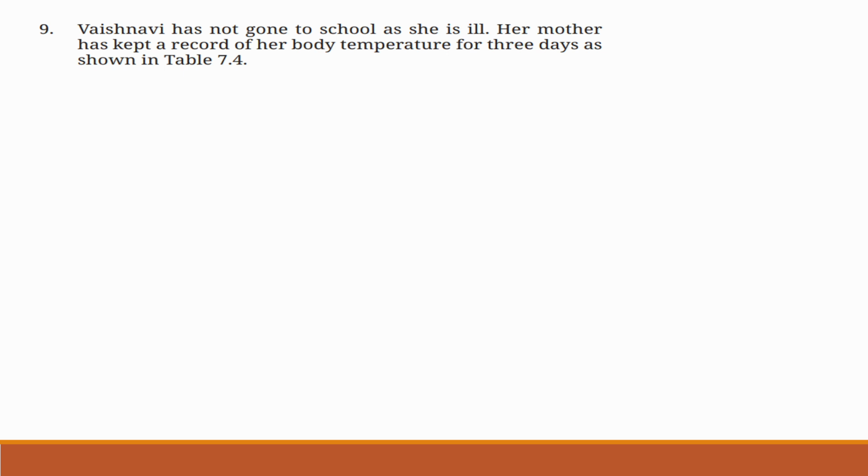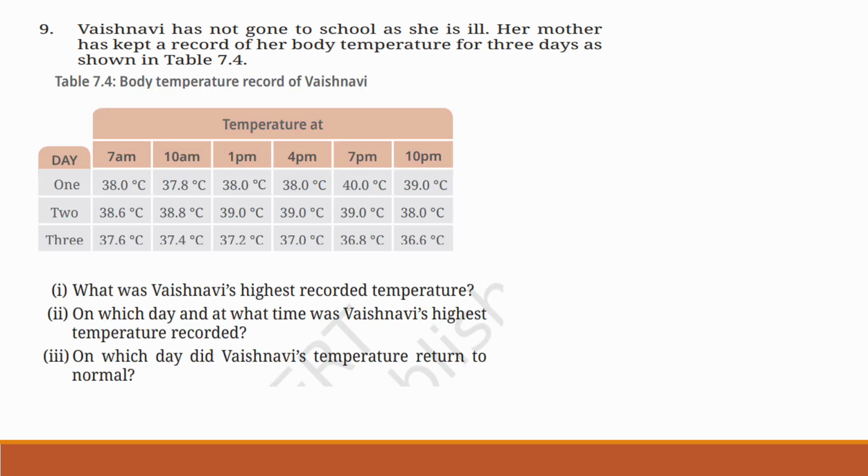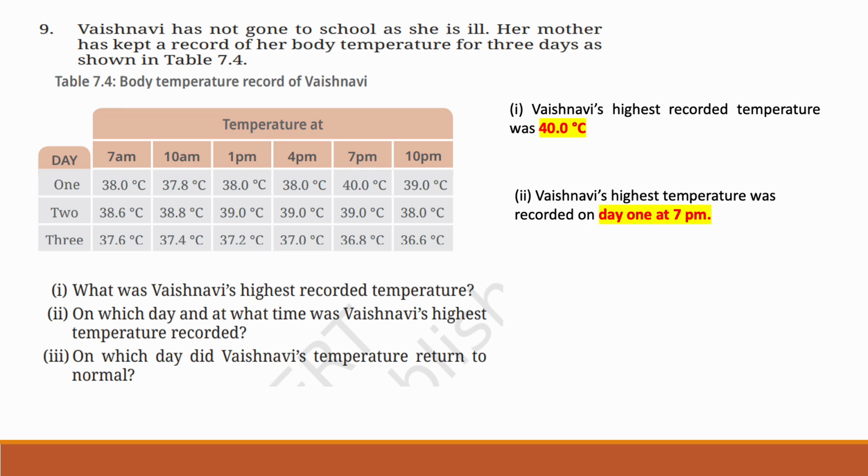Vaishnavi has not gone to school as she is ill. Her mother has kept a record of her body temperature for 3 days as shown in the table. See this table. What was Vaishnavi's highest recorded temperature? It is 40.0 degrees Celsius. Then, on which day and at what time was Vaishnavi's highest temperature recorded? Day 1 at 7 p.m. On which day did Vaishnavi's temperature return to normal? On day 3, temperature returned to normal, that is 37 degrees Celsius.